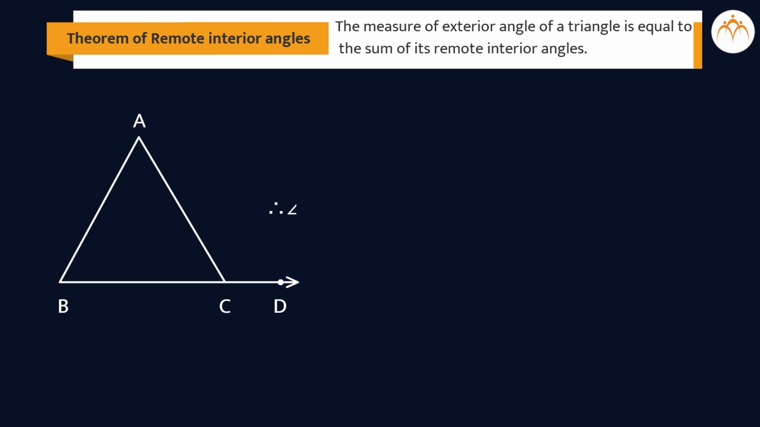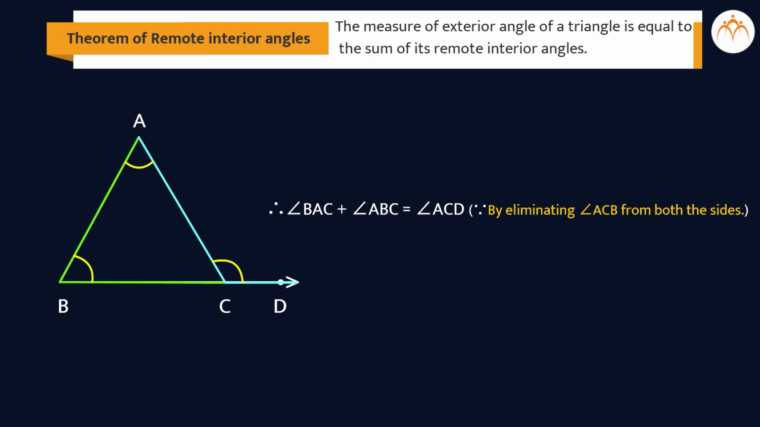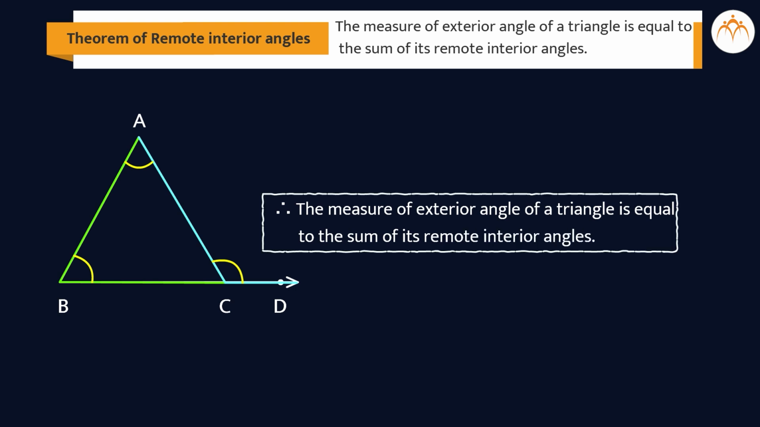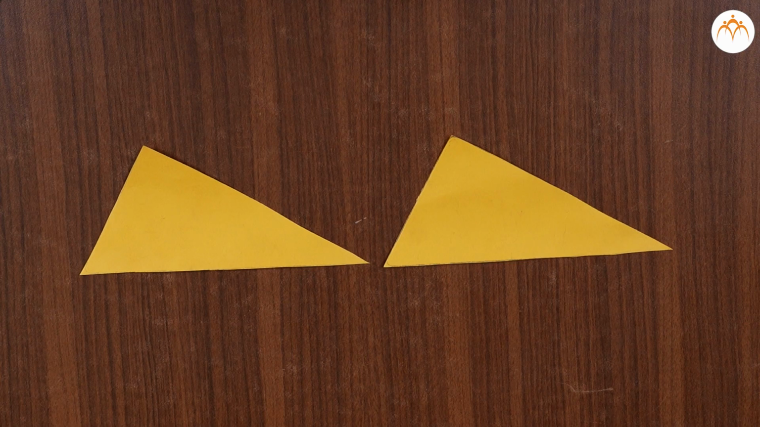Therefore, measure of angle BAC plus measure of angle ABC is equal to measure of angle ACD, by eliminating angle ACB from both the sides. Therefore, the measure of an exterior angle of a triangle is equal to the sum of remote interior angles. Hence, this is proved. Exterior angle of a triangle theorem.